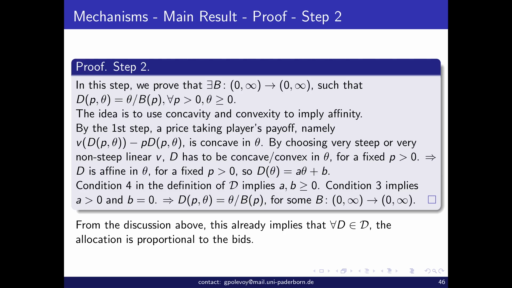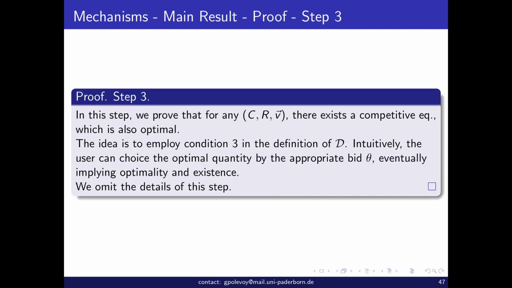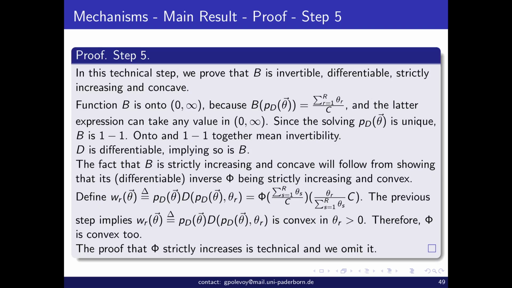That's an important thing. By this proof we have just said that for any fixed p, we can say that d of theta is some number times theta. But the dependence of that number on p, which we call b of p, is not clear yet. That's what we're going to show now: that b is invertible, differentiable, strictly increasing and concave. Really a nice b.